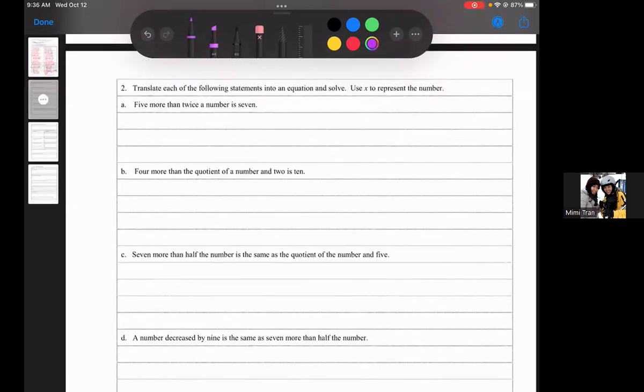Solve. 5 more than twice a number is 7. Someone give me the equation that we can solve. Very good. And then you solve. Subtract 5. So 2x equals 2. Divide both sides by 2. So x equals 1.